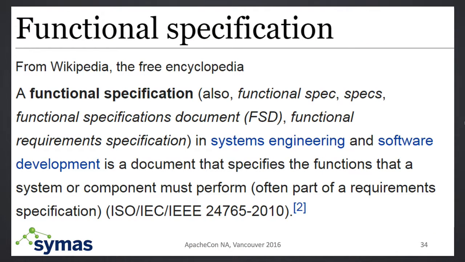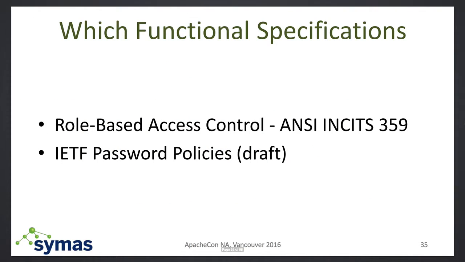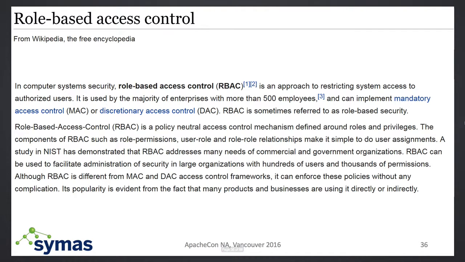Functional specs, what are those? We're agile, right? We'll figure it out. Let's just do it. No, we're not going to just do it. So we use role-based access control, ANSI INCITS 359, for the authorization. And if you've got to use a password, do it right. IETF password policy drafts, the best thing we've got. So we use that.